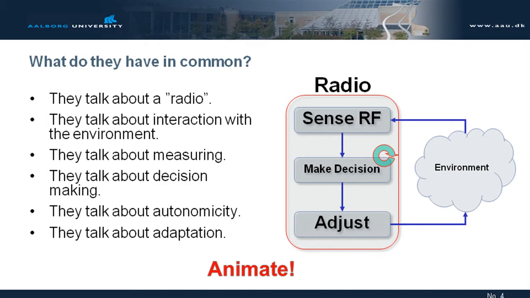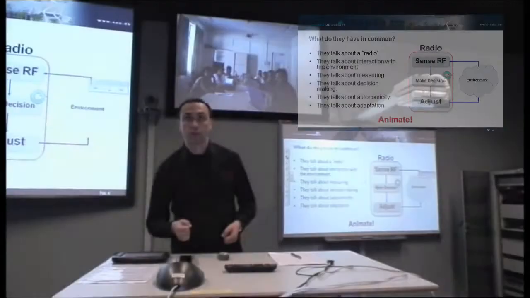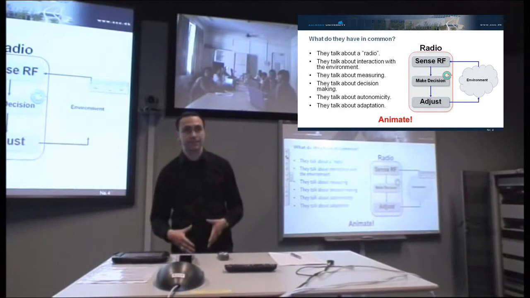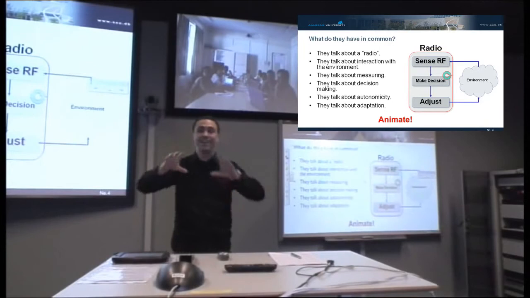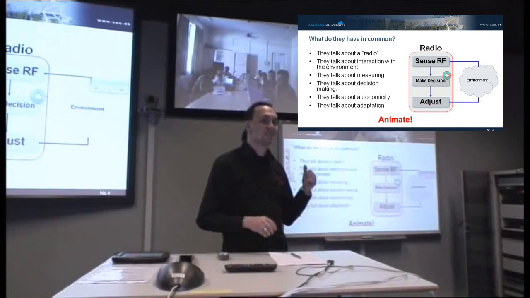And then, once we have decision making, they need to do all of it autonomously, independently. They need to do things on their own. We don't need to have someone tweaking the parameters, tweaking the knobs, just to make it work. They need to do everything automatically. And this means adaptation. They need to evolve and adapt to any condition that they face. So we have sense, making decision, adjust, and an environment. That is the main principle of cognitive radio. Whatever else, more deep, is just a specification of this concept.